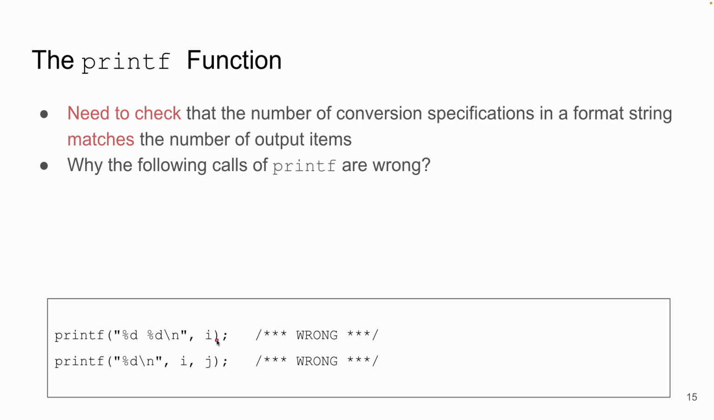So after knowing this, I want to invite you to think about why the following codes of printf, these two printf, are wrong. If you understand the meaning of the first line and understand what I just said, you should be able to quickly identify why these two are wrong. Okay, I see a lot of people nodding their heads. So yeah, I think probably you are right.